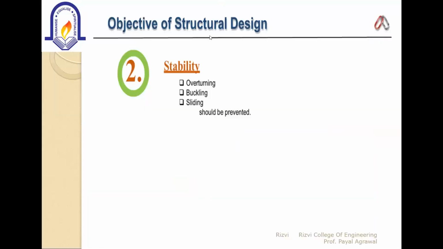As well, when you are going to design, you need to check the stability also. Why are you going to check the stability? What is the purpose of checking the stability? So that your building will not get overturned, or suffer buckling and sliding. To prevent overturning, buckling and sliding, we have to check the stability. And again, while checking the stability, we are going to use IS 456 2000.